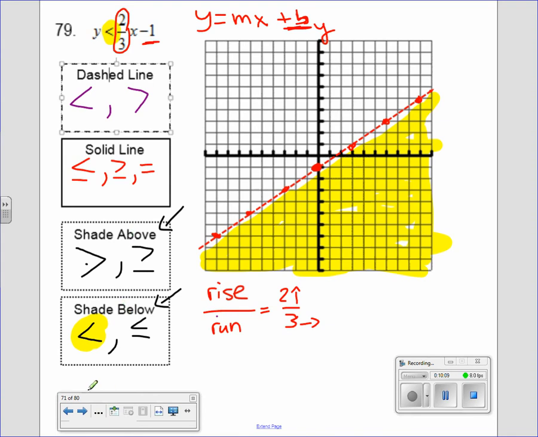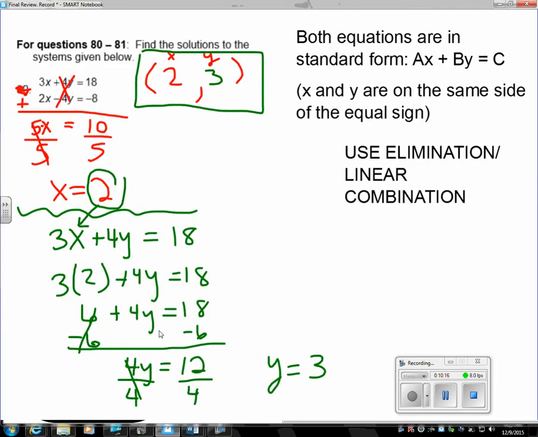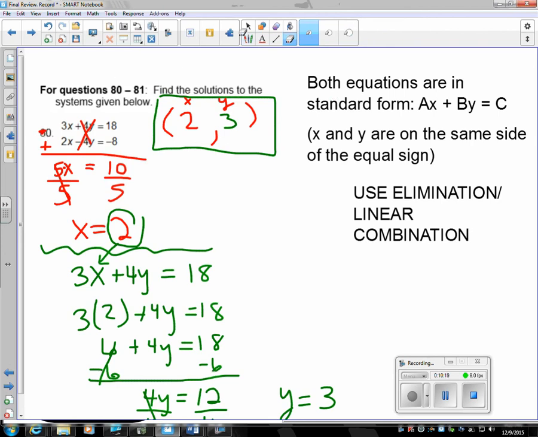So let's move on to number 80. All right, looking at number 80.